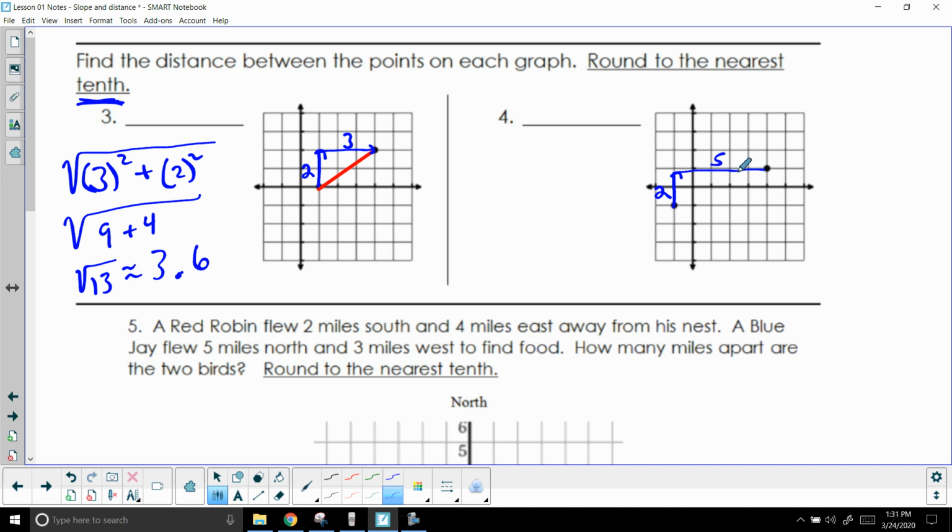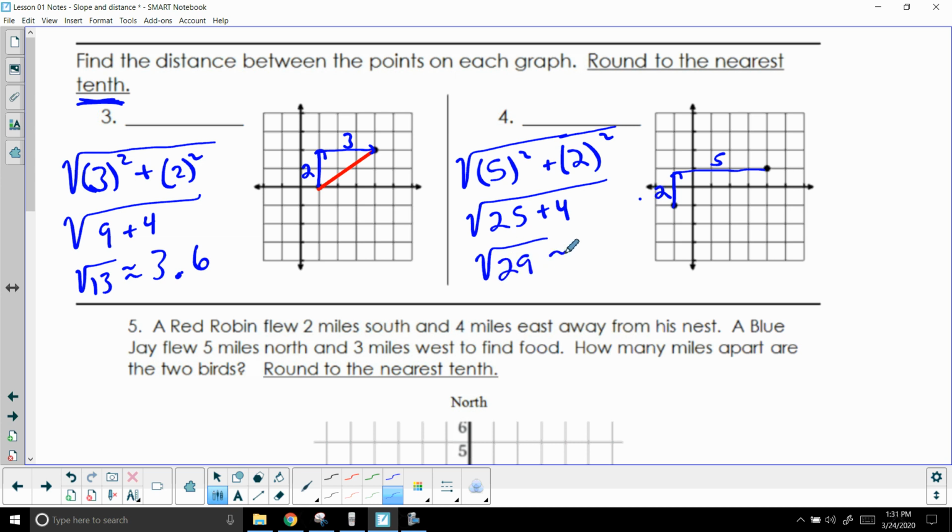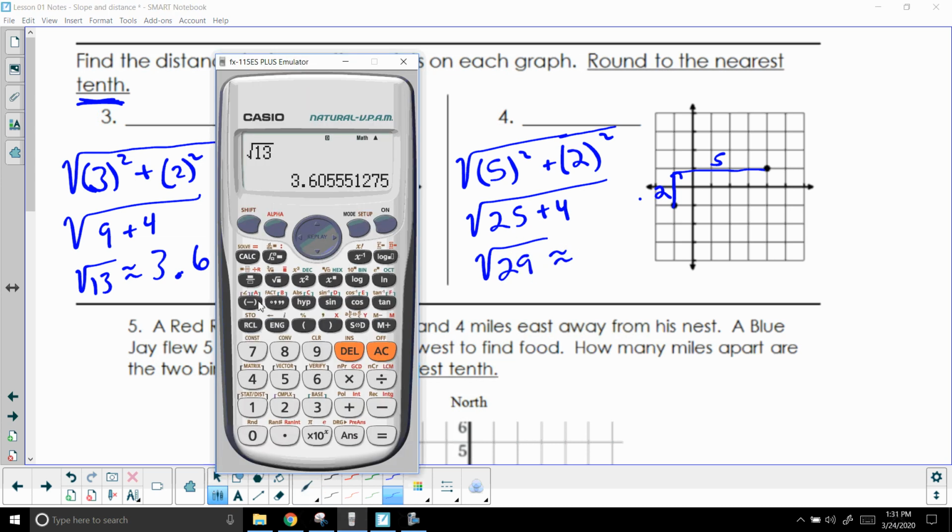So the run part is 5. The rise part is 2. 5 squared is 25. 2 squared is 4. So 29. Again, use your calculator because they want to round to the nearest tenth. We get, let's see, that 8 makes the 3 round up, so 5.4.